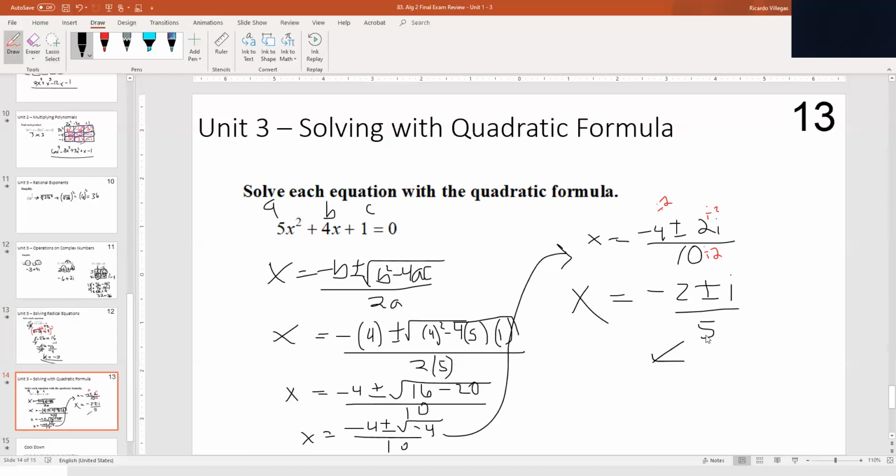So your two solutions are x is equal to negative 2 plus i divided by 5, or x is equal to negative 2 minus i all over 5. And those are your two solutions.